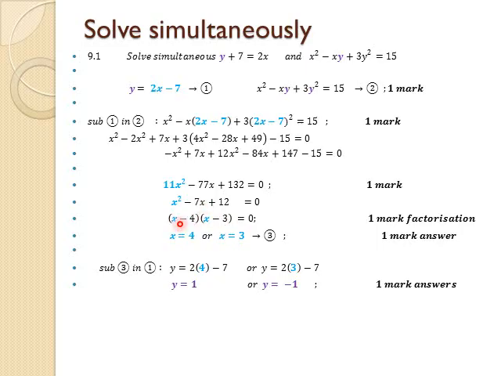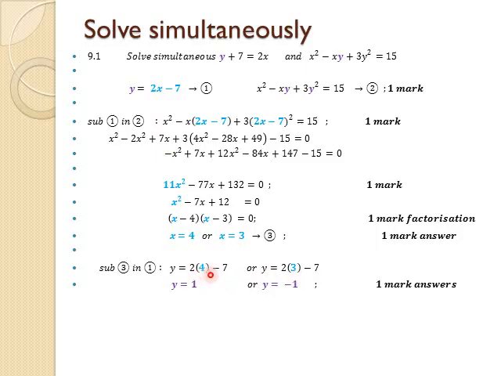So from there, using the zero factor law, x minus 4 equals 0. Take negative 4 over, it becomes plus 4. Or x minus 3 equals 0. If I take minus 3 over, it becomes positive 3. That's my equation 3. And now I'm going to sub 3 back into 1. So in the place of x, I'm going to substitute 4. Or in the place of x, I'm going to substitute 3.